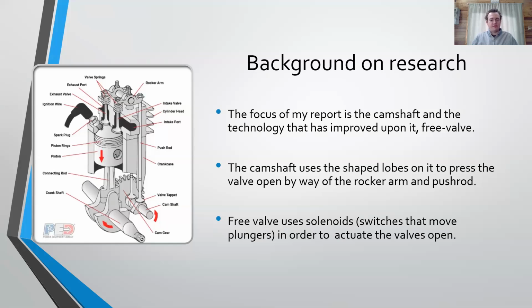The camshaft, which is in the lower right hand of the diagram, uses shaped lobes that ride on a shaft to push the valve downward into the engine, and the spring pushes it back up. So the camshaft has to come in contact with the tappet, which pushes the push rod and the rocker arm so that the valve gets pushed down so that air can come in or out of the engine.